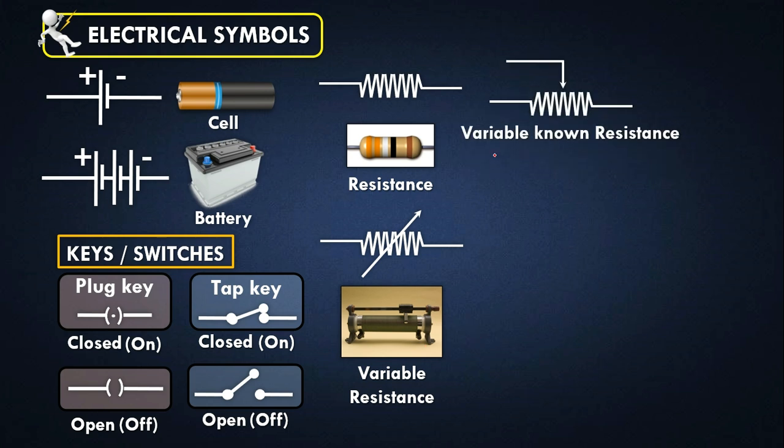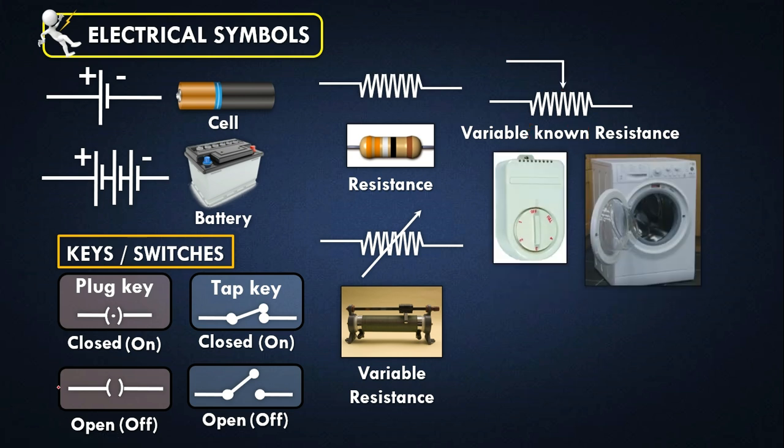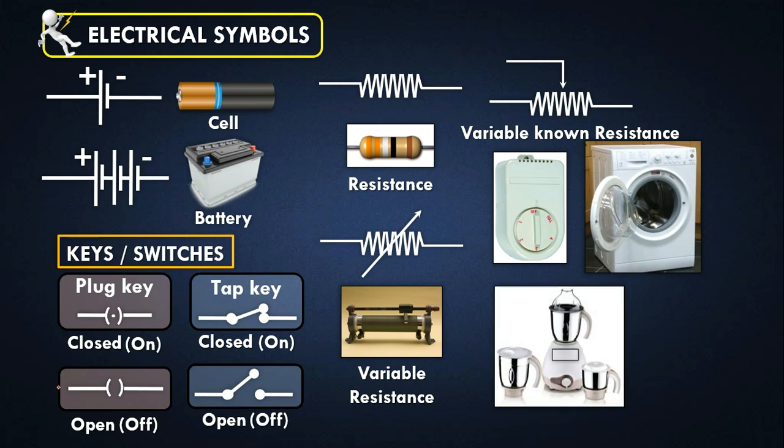and this is variable known resistance. Whenever the value of variable resistance is fixed, we call it a variable known resistance. The variable known resistance symbol is like this. Okay, we'll keep an arrow mark at 90 degrees here, and this is what we call it. Where we can see the resistance in our daily life.